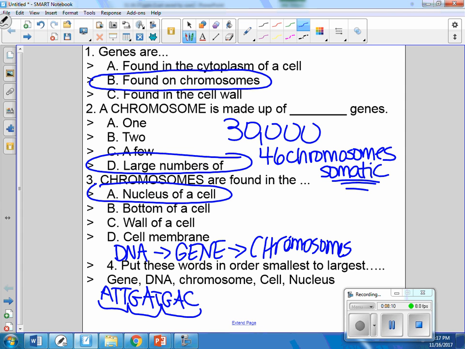Let's change this question up because you should know this by now. How many chromosomes are in a toad? 20. How many in a watermelon? 22. How about a cat? 38. How about a pig?